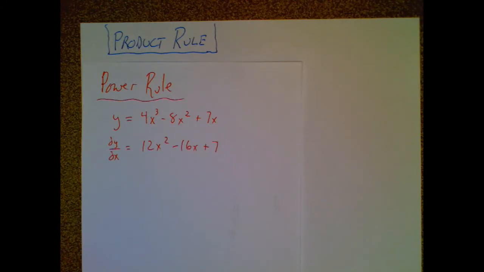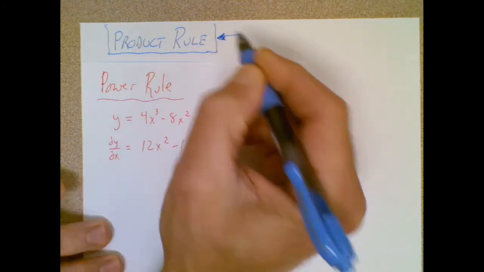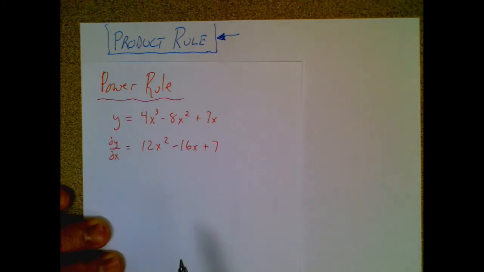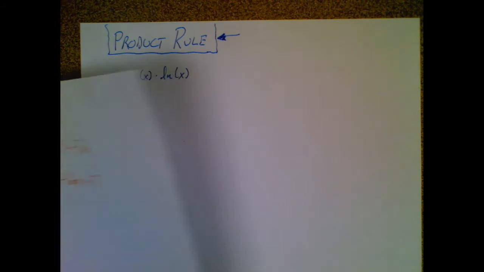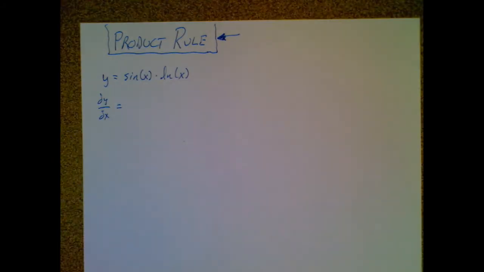Here we go. You get to learn the second derivative rule of your entire life, and it's going to be the product rule. Now, you recently learned the power rule, which you see right here, which is really nice and tidy when you have a polynomial. But what happens if your equation doesn't look like a nice and tidy polynomial?